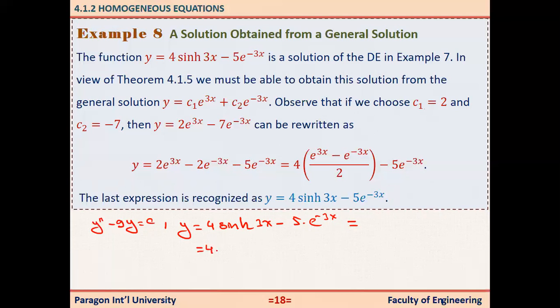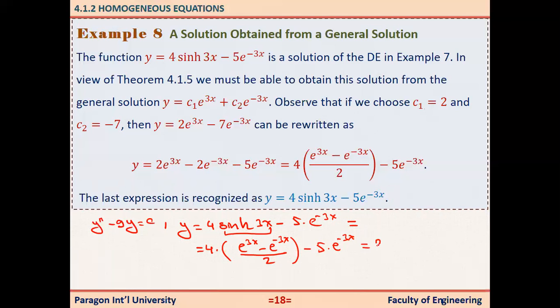Equals 4 times... What is this sinh of 3x? It is defined as e to the power 3x minus e to the power minus 3x, over 2. Right? It's just a compact notation for this, nothing else. Minus 5 times e to the power minus 3x equals 4 times 2 is 2.